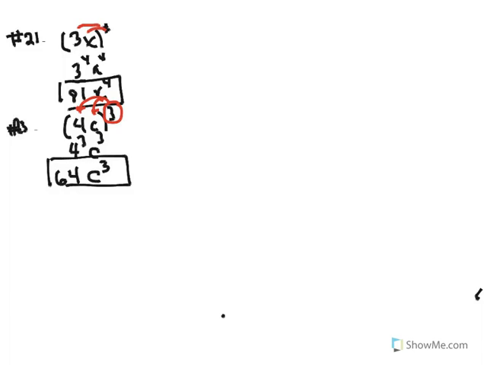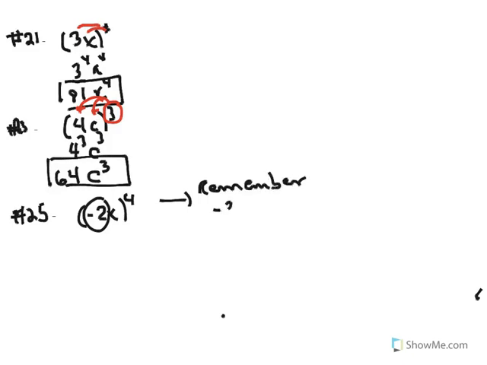Okay, let's go with problem number 25. Number 25 is a little different, as it has a negative in the coefficient. Please remember, when you have a negative number to an even power, it is going to be a positive.